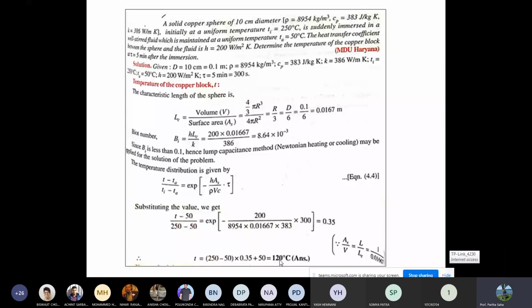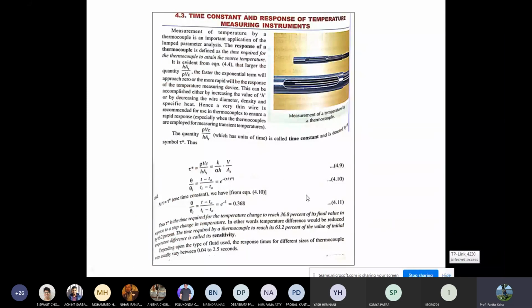Okay, I hope you understand up to this point. Let's move to the next slide. Initially we talked about theta by theta i, and we'll see how it is important. Now the time constant is given by theta by theta i. The measurement of temperature by a thermocouple is an important application of the lumped parameter analysis. As I mentioned at the start of the class, a thermocouple has a very high surface area, and surface resistance is predominant over internal resistance. The response of a thermocouple is defined as the time required for the thermocouple to attain the source temperature.